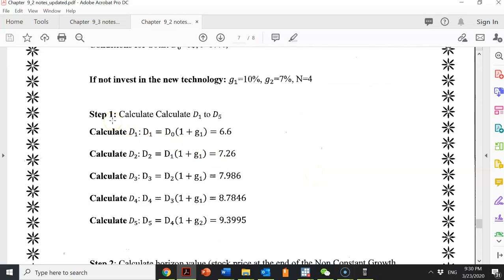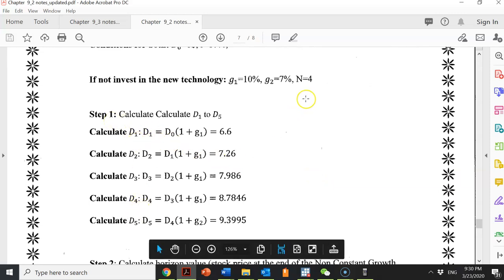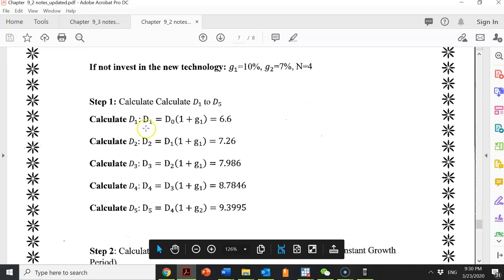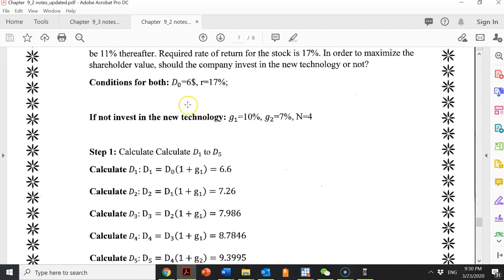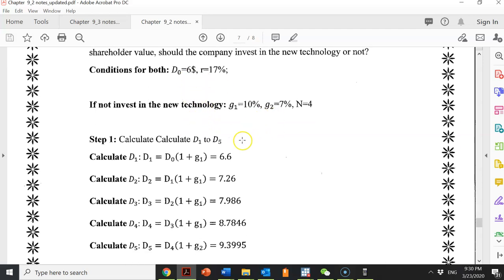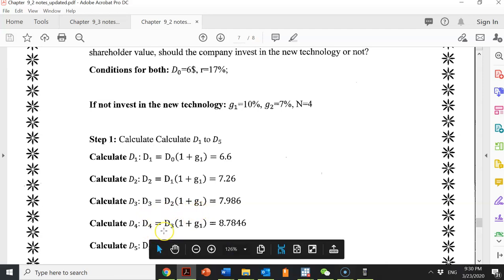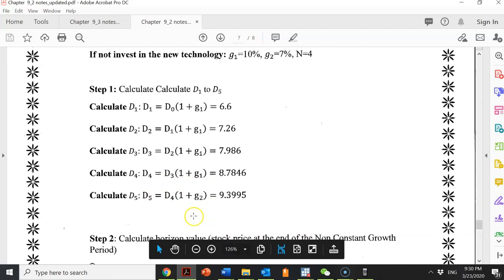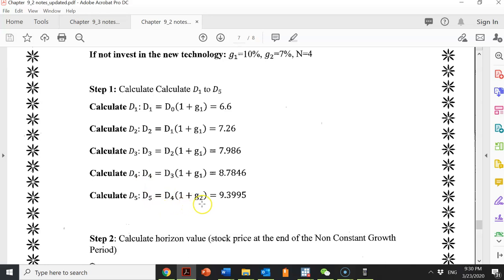Step 1, we calculate from D1 to D5 because our N is 4. D1 is D0 multiplied by 1 plus G1. So it's 6 multiplied by 1 plus 10%. We have 6.6. D2 is D1 multiplied by 1 plus G1. D3 is D2 multiplied by 1 plus G1. D4 is D3 multiplied by 1 plus G1. D5 is special because it's in the second stage, and it's D4 multiplied by 1 plus G2, 1 plus 7%.